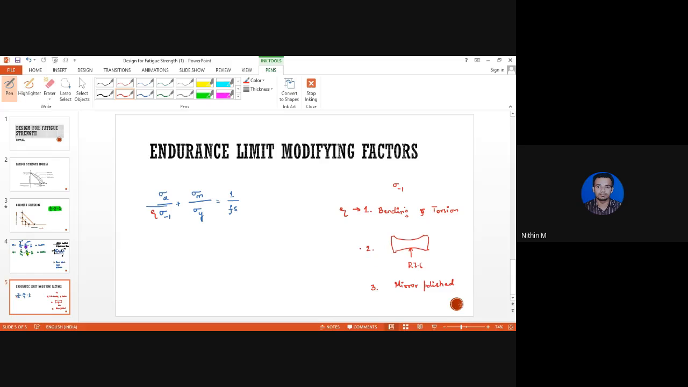The second thing is the shape and size of the component. I had told you, whenever we are testing the endurance limit of the component under lab conditions, we will make use of a carefully machined specimen which will have a predefined dimension as well as shape. Now it is quite impossible that all the components that will be used have the same shape and size.